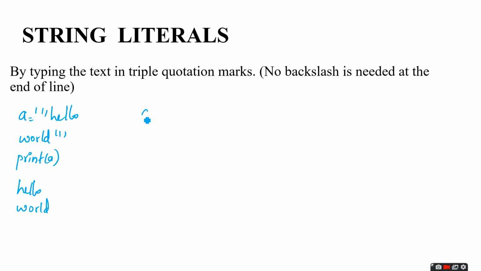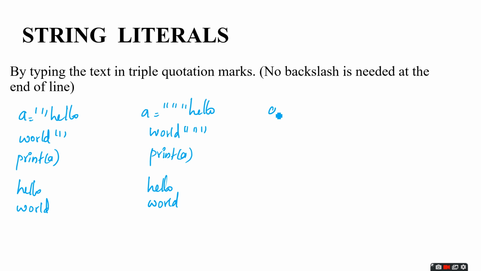Or we can write like this. A equal to triple double quotes, hello, world. Then we are closing the triple double quotes. Then print A. The output will be like this. Hello world. This is the multi-line string typed through triple quotation marks.